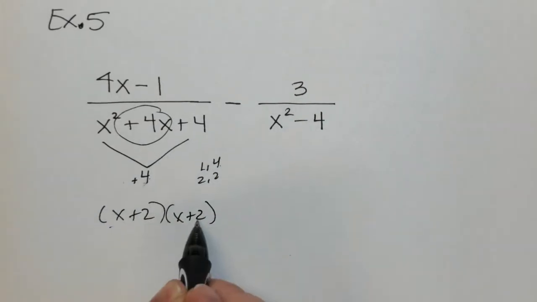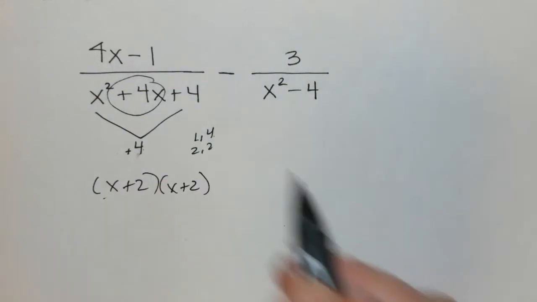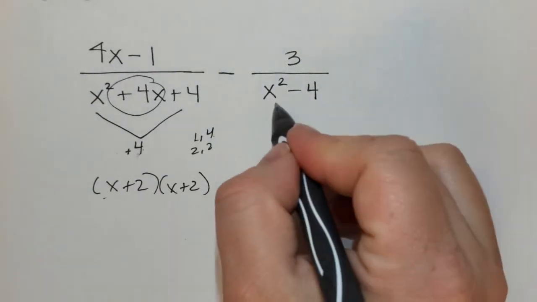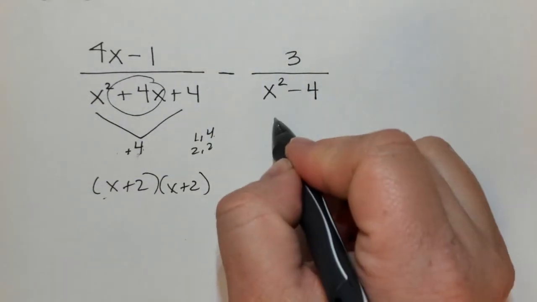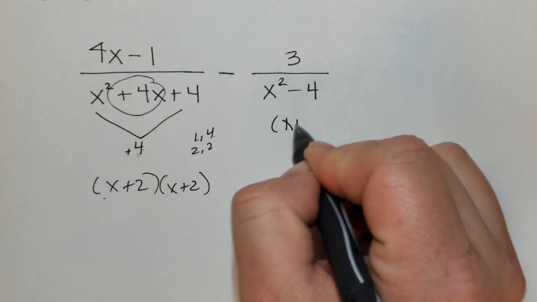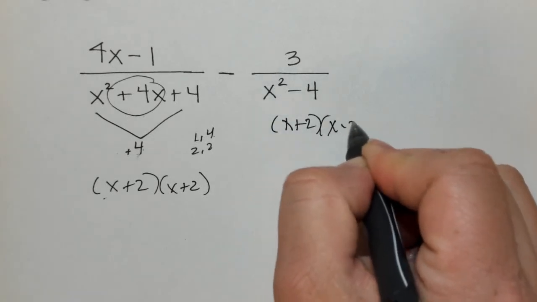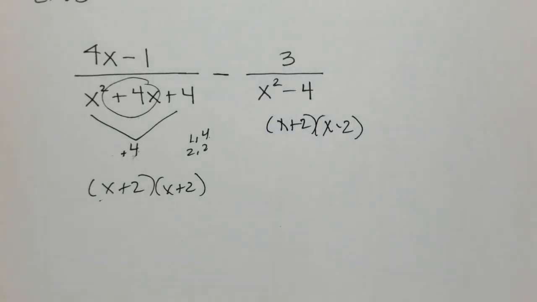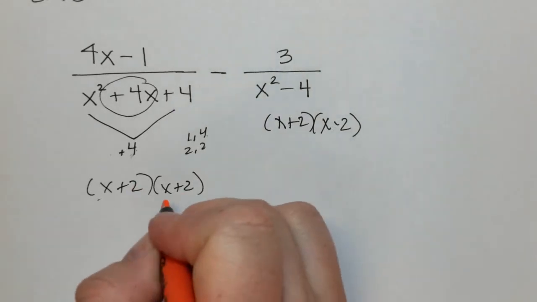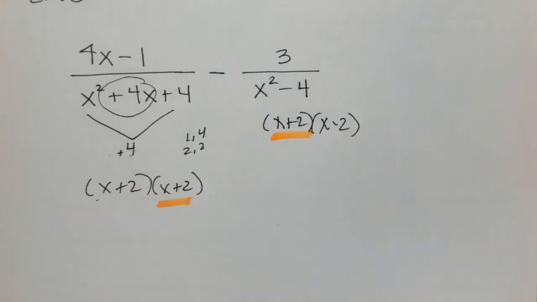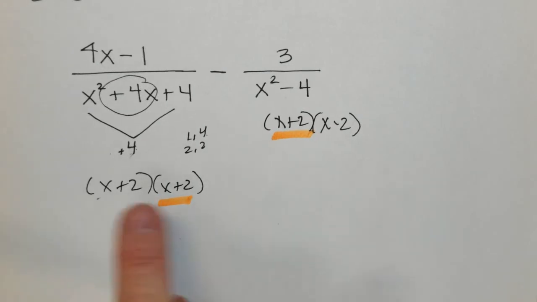If I FOILed this out, I would end up with this expression. Off to the right-hand side, I can see this is a difference of squares. This is x plus 2 and x minus 2. What do they have in common? Well, they both have one factor of x plus 2. They need to be exactly the same. So this has two factors of x plus 2.